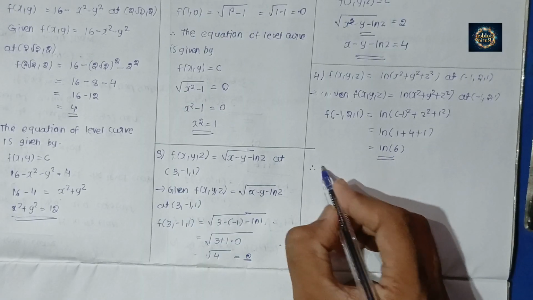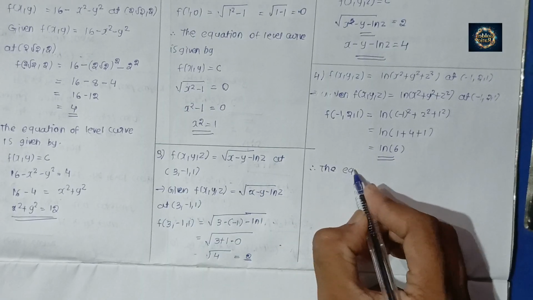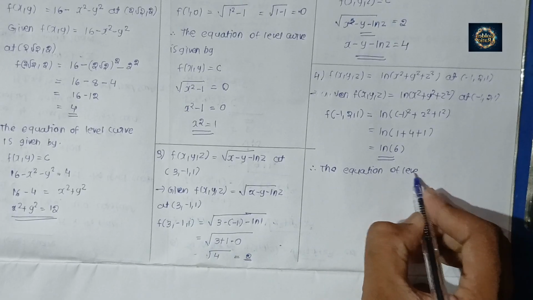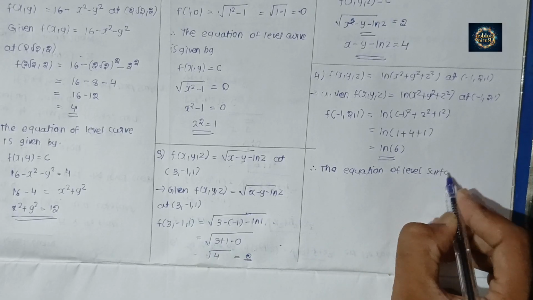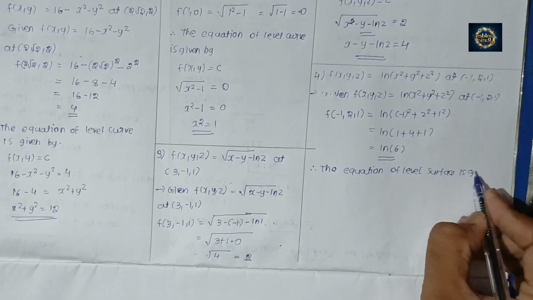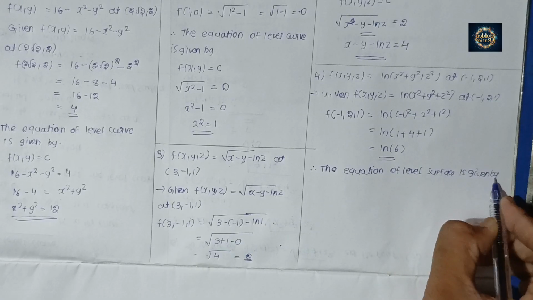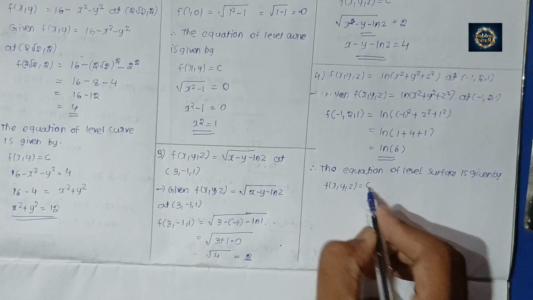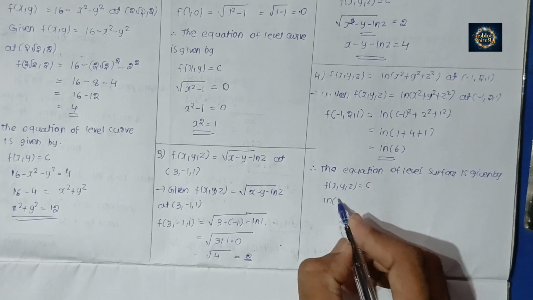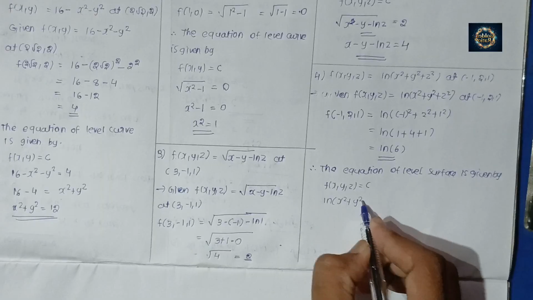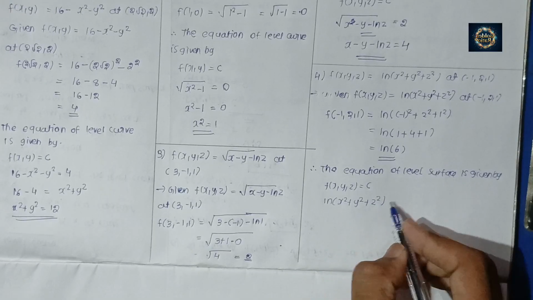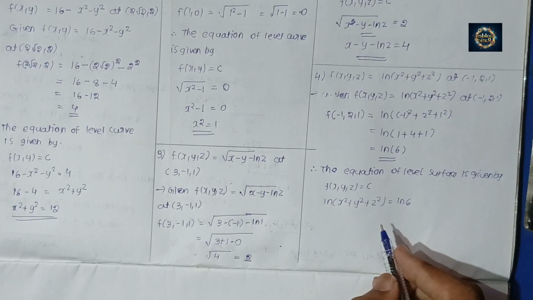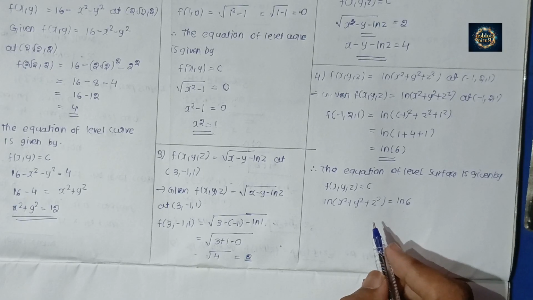So therefore the equation of the level surface is given by f(x, y, z) = c. Here the function is ln(x² + y² + z²). Here the value of c that we got is ln 6. So we can stop here also, but we can simplify one more step.